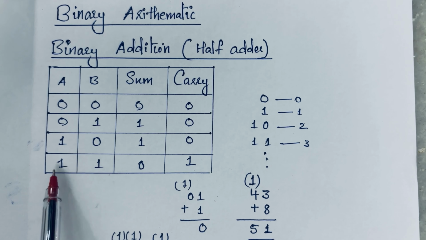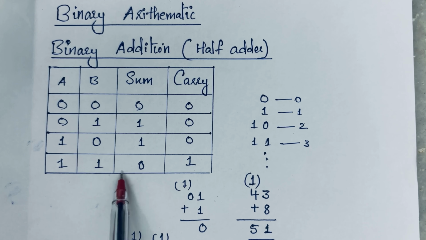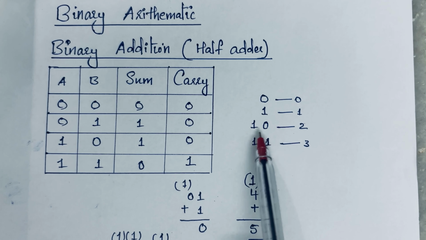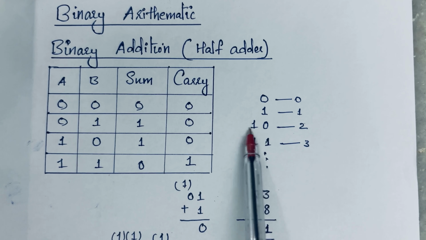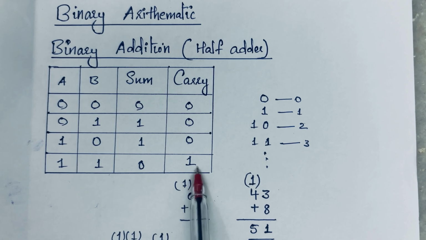1 plus 1. So 1 plus 1 in decimal is 2. But what is the binary equivalent of 2? Binary equivalent of 2 is 1 0. So when we are doing 1 plus 1, the answer is 1 0, but we will write the sum as 0 and the carry as 1. Why are we writing the sum as 0 and carry as 1?